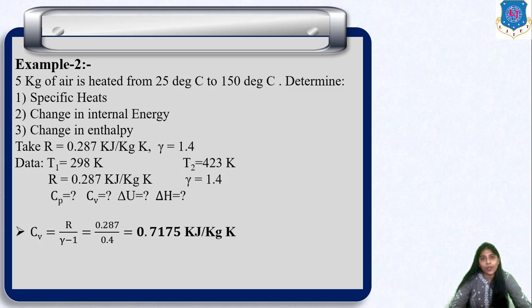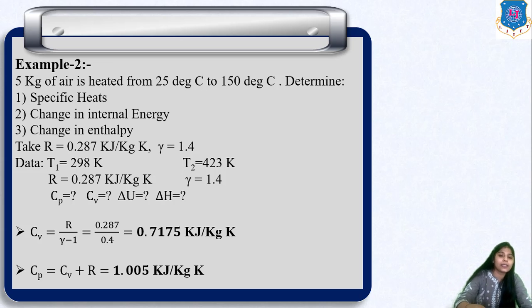Now we have got Cv, we know the value of R, and we know that there is a relation between Cp, Cv and R as Cp minus Cv is equal to R. So Cp will be Cv plus R. Substituting both the values, we get Cp as 1.005 kilojoule per kg Kelvin.